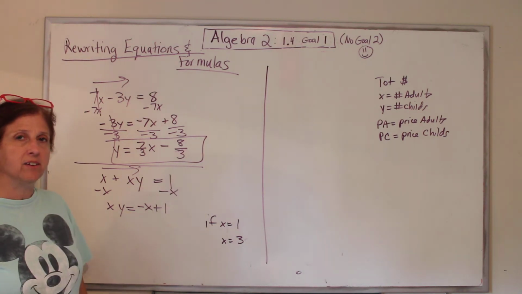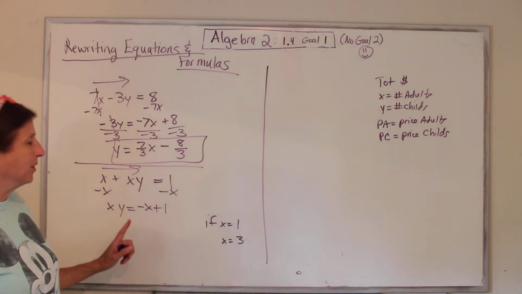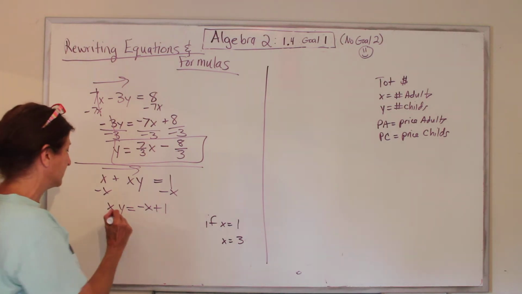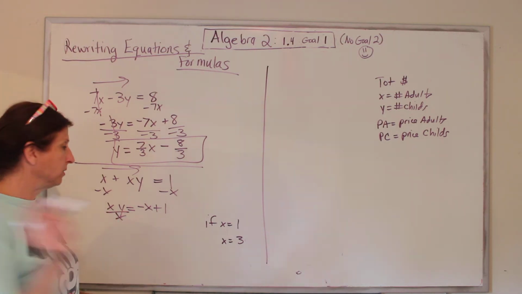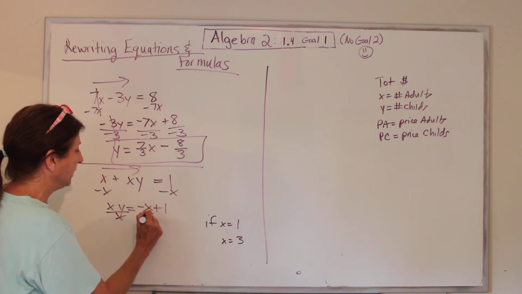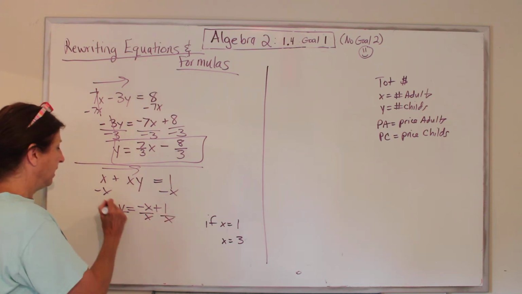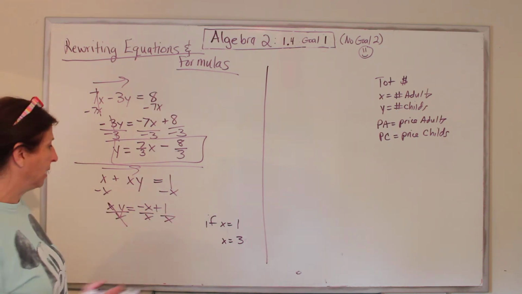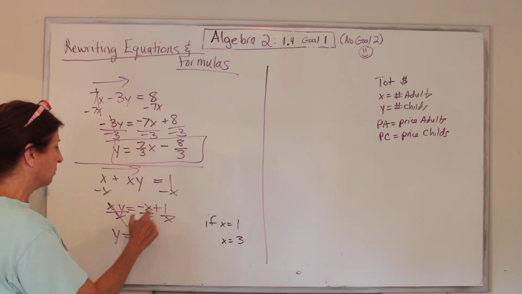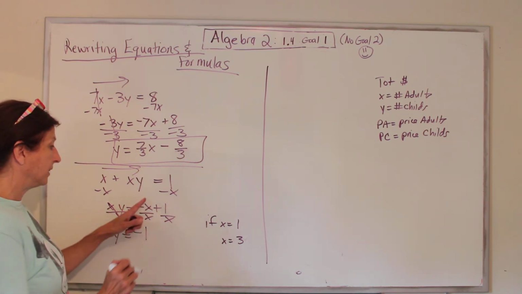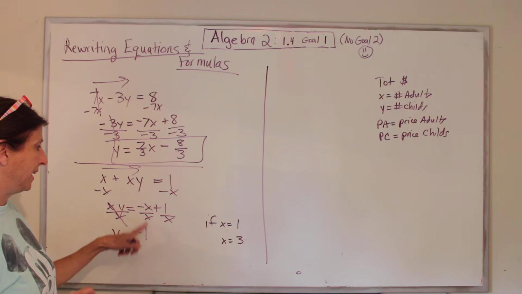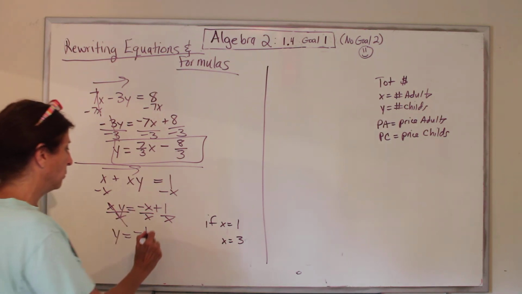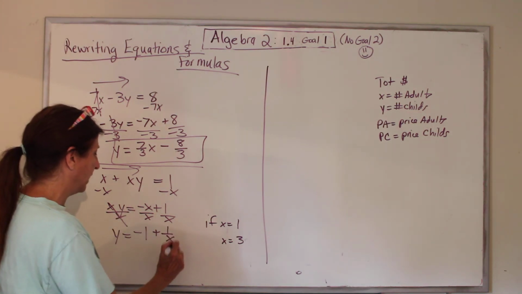Why is y not alone? It's being multiplied by an x. What's the opposite? Divided by an x. What we do to one side, we do to the other. And we can do it like that. Those cancel out because it's the pirate rule, and we get y equals negative 1 because the x divided by x cancels out, negative 1 plus 1 over x.